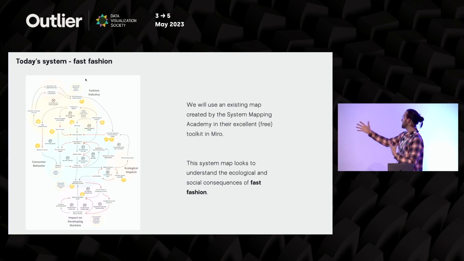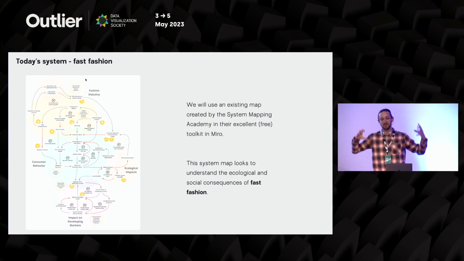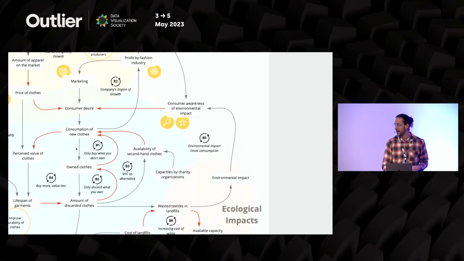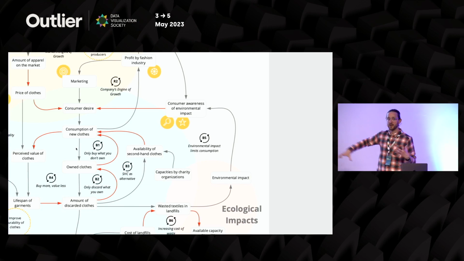This is an existing system map created by the System Mapping Academy. They've got an excellent free toolkit in Miro that takes you through that step-by-step process of taking a challenging problem and trying to map it out. For this example, it's looking at the ecological and social consequences of fast fashion. I'll zoom in for a quick second so we can have a look at what I'm talking about here. And actually, the lines aren't even coming up on the screen. But the different things like consumer desire, consumption of new clothes, these are nodes, these are entities.